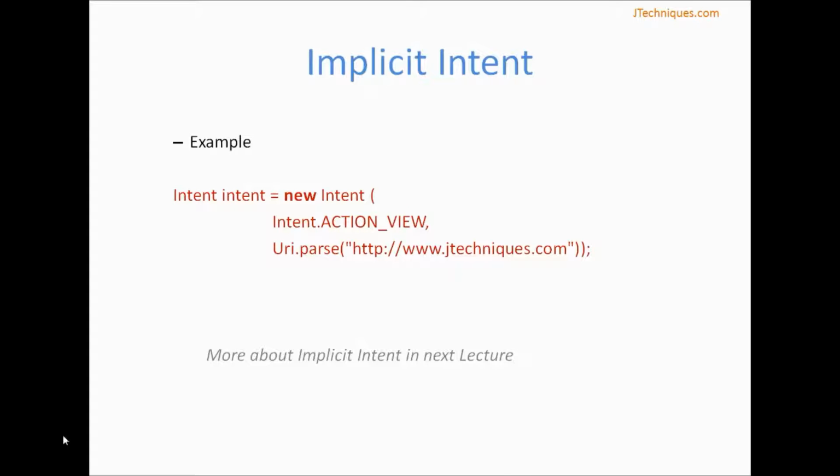As an example, to create an implicit intent, we first specify the action. This is action view, and we provide the data saying this is a URL. So Android will automatically find an activity which can load a URL, that is by default a browser in our phone, and loads this URL. So let's look at implicit intent in detail in the next lecture.